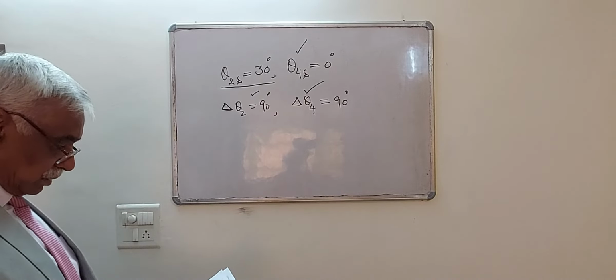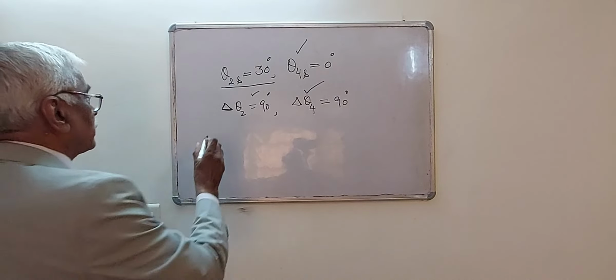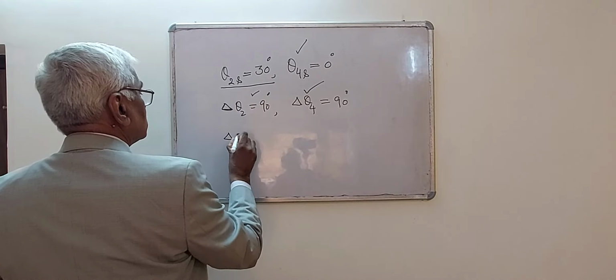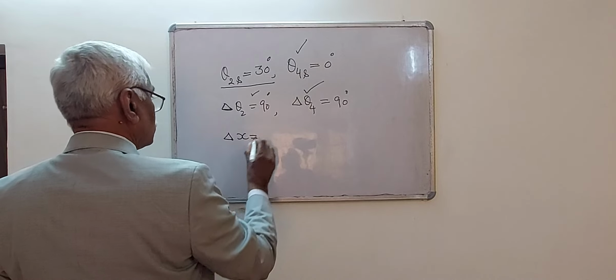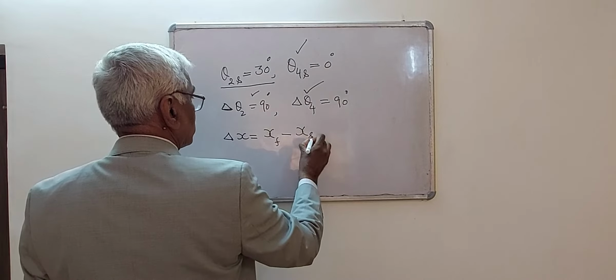Now, what is the value of delta x? Delta x is equal to x final value minus x starting value.